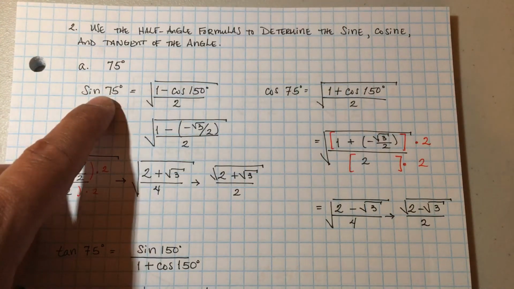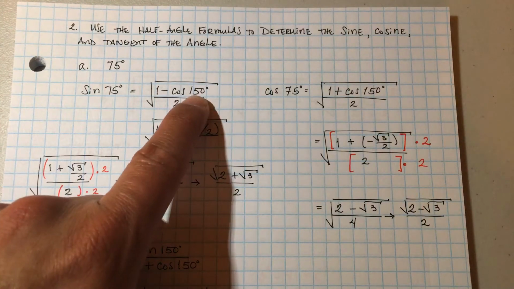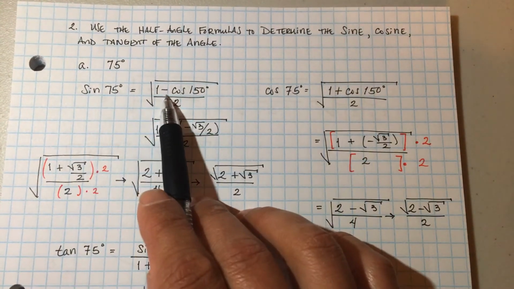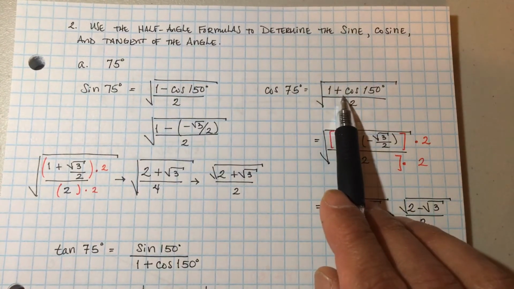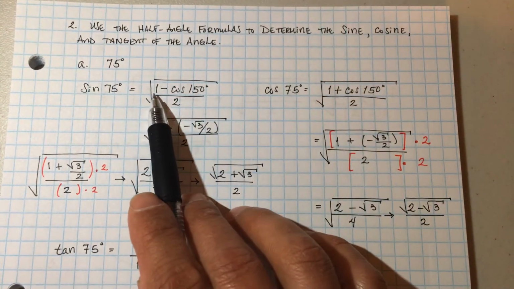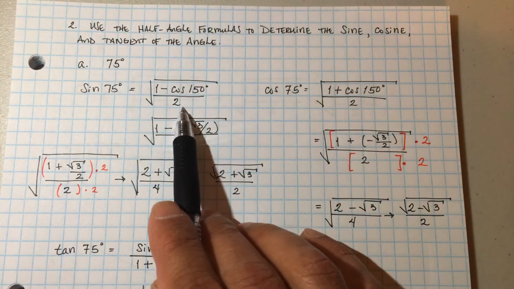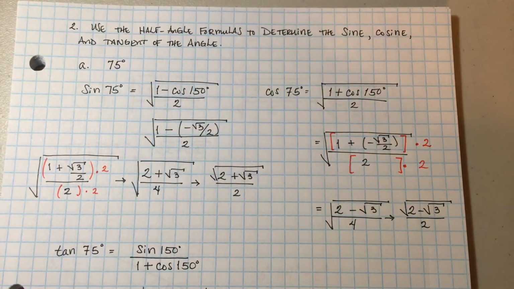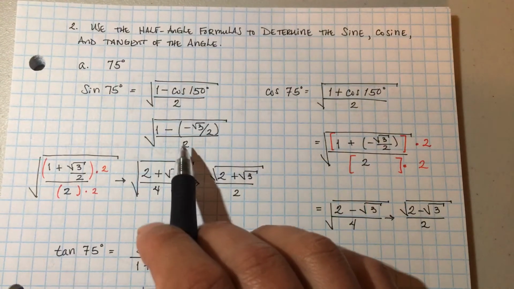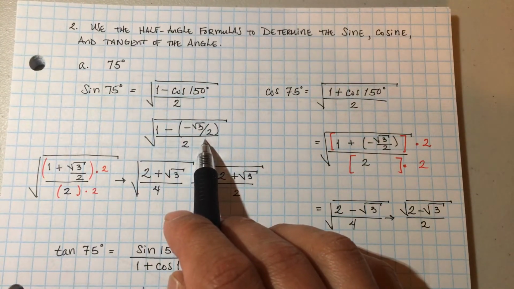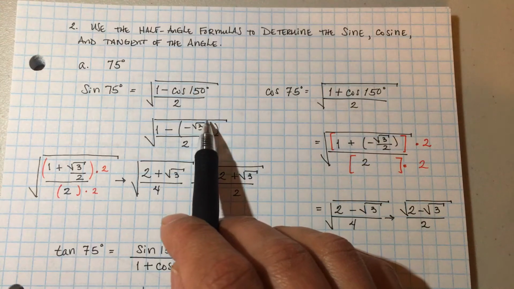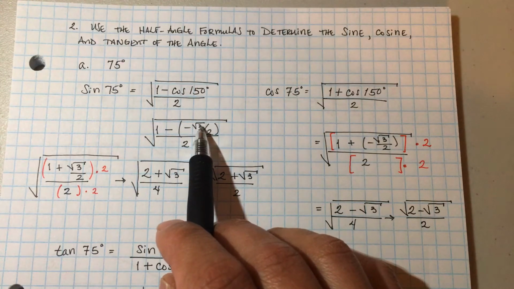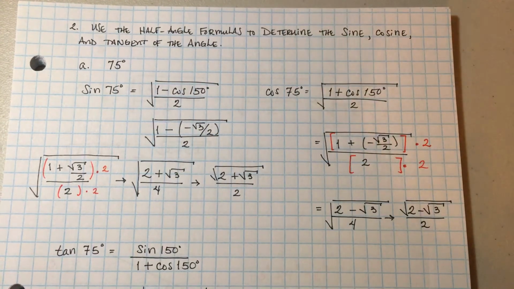Now remember, if I double this guy, I end up with whatever's inside here. So it's 150. Sine is the one with the minus. Cosine is the one with the plus. And I just do the math. 1 minus cosine of 150 divided by 2. Cosine of 150 comes out to be negative root 3 over 2. And 150 degrees, that's in the second quadrant as well.